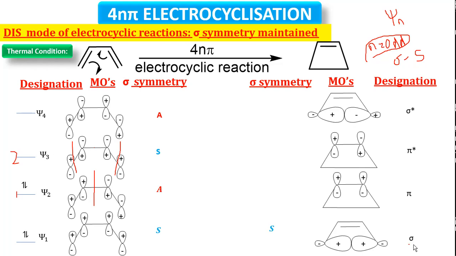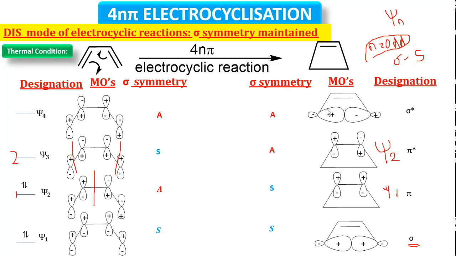I already told you the sigma bond is symmetric with respect to sigma symmetry or C2 symmetry. Sigma star is asymmetric with respect to sigma symmetry and C2 symmetry. So here, these are the molecular orbitals of ethylene: psi 1, and here this is psi 2. Psi 1 is symmetric, psi 2 is asymmetric. So sigma star is always asymmetric.